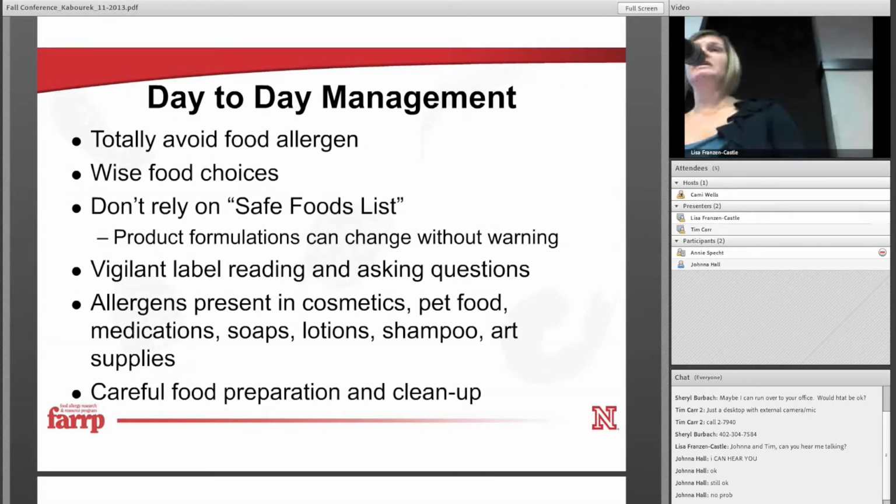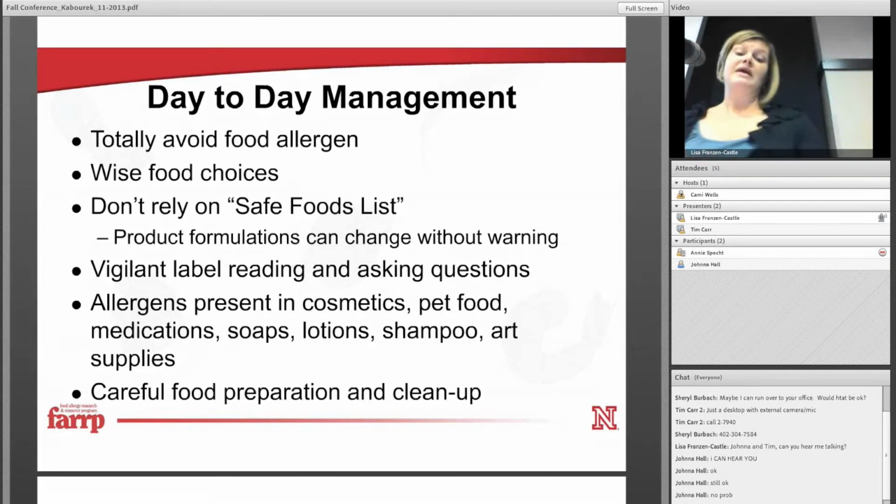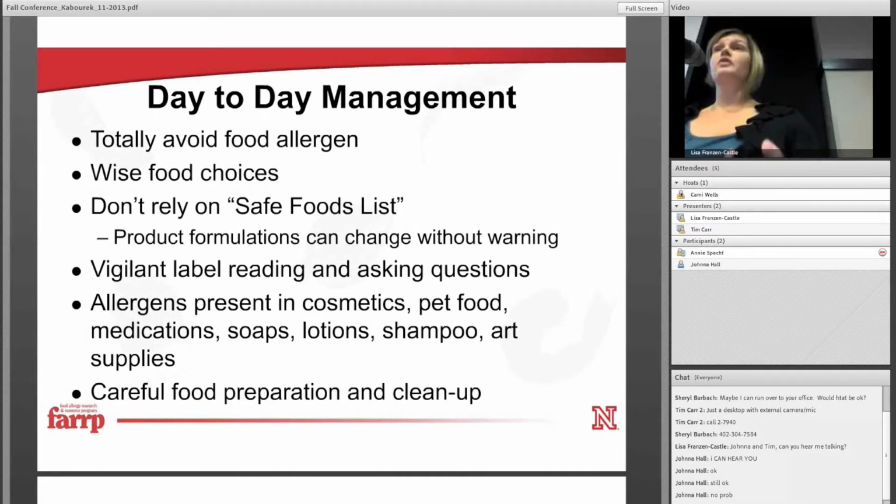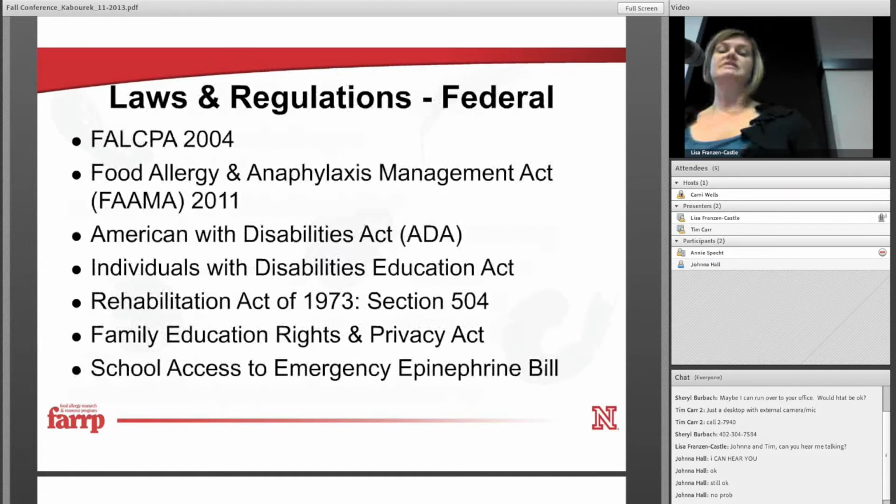Vigilant label reading, teaching how to read a food label. We recommend that patients or their families read the food label in the grocery store and again before they cook the product at home, just to double check. And we also have to be mindful that allergens can be in cosmetics and pet foods, lotions, medications. They're in a lot of different places other than just food. And then we have to practice safe food prep and cleanup.